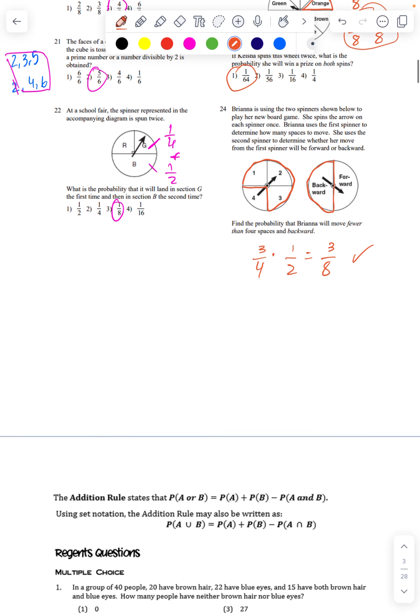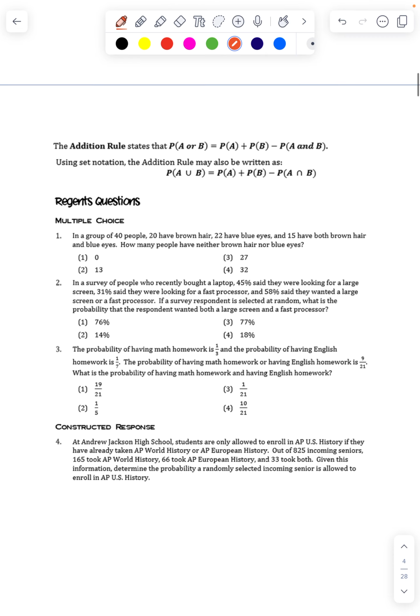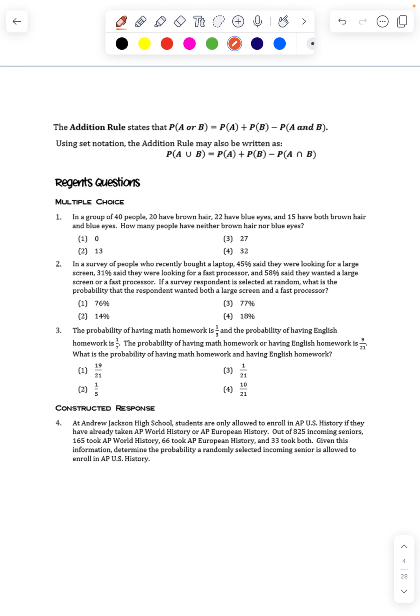Phew. All right. Let's take a look at a couple of these examples. Write the addition rule, dealing with unions and intersections. The addition rule states that the probability of A or B is the same thing as the probability of A plus the probability of B minus the probability of A and B. All right, so let's break these examples down so that it makes sense instead of just dealing with symbols all the time.